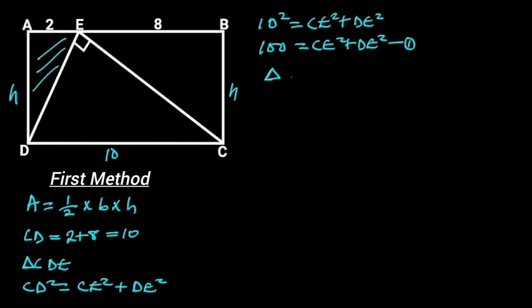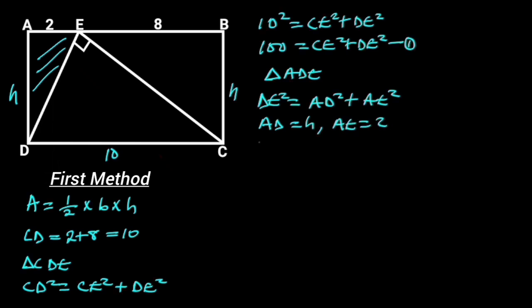Next, let's consider triangle ADE. Triangle ADE is a right triangle. From Pythagoras Theorem, DE squared is equal to AD squared plus AE squared. AD is equal to h. And AE is equal to 2. It follows that DE squared is equal to h squared plus 2 squared. 2 squared is equal to 4. So, DE squared is equal to h squared plus 4. Let this be equation 2.